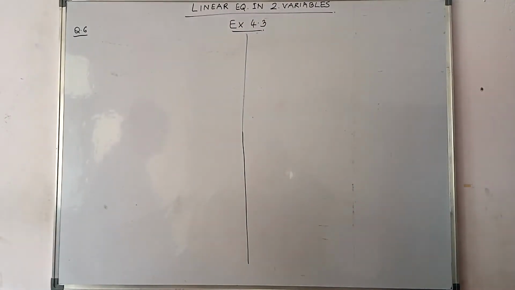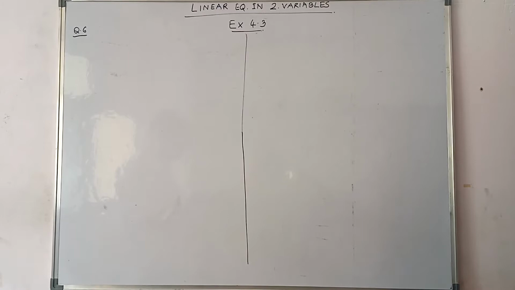Question number 6, exercise 4.3. If the work done by a body on application of a constant force is directly proportional to the distance travelled by the body, express this in the form of an equation in 2 variables and draw the graph of the same by taking the constant force as 5 units. Also, read from the graph the work done when the distance travelled by the body is 2 units and 0 units.